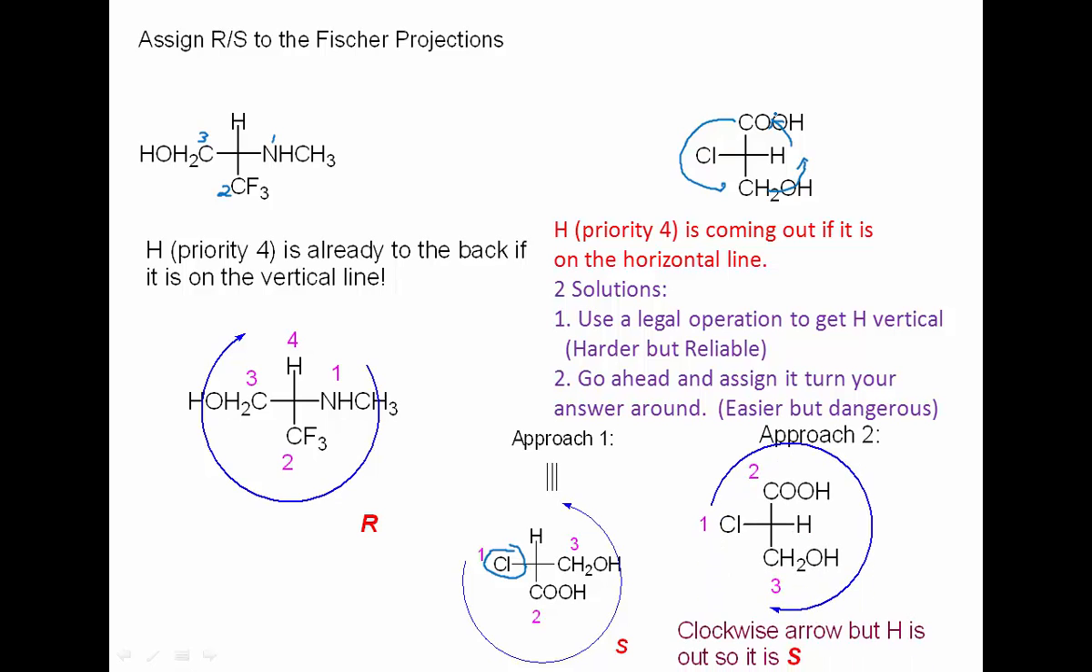Okay, what about approach 2? I can go ahead and assign 1 to 2 to 3. My arrow goes clockwise, but I know that since hydrogen is out, that has to be the wrong answer, so S is therefore also arrived at by doing it that way. Whatever you feel comfortable with is okay. I guess if the question is to assign the RS configuration, a person that knows absolutely nothing does have a 50% chance of getting it correct.